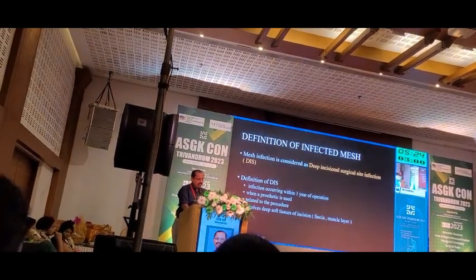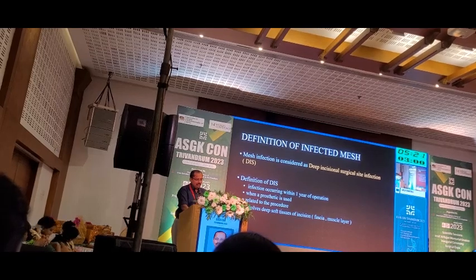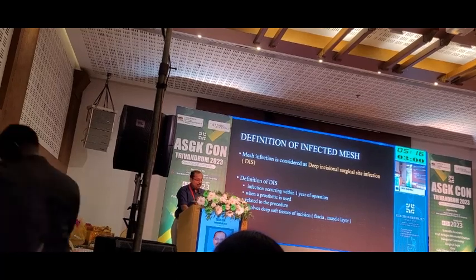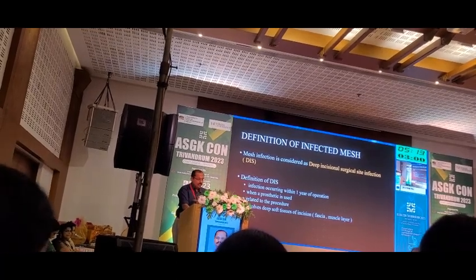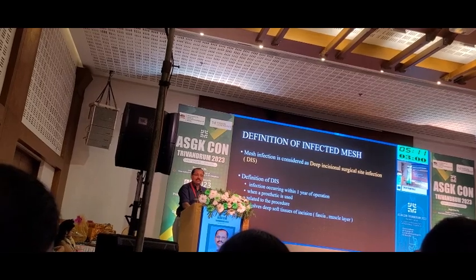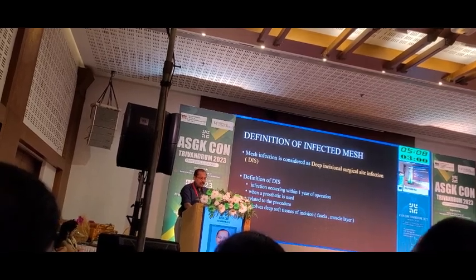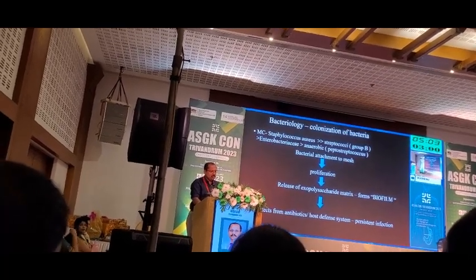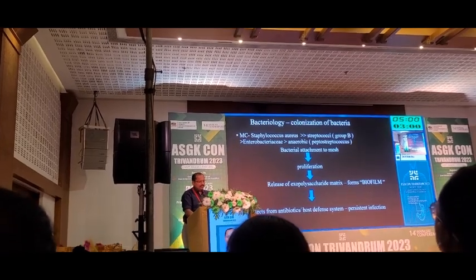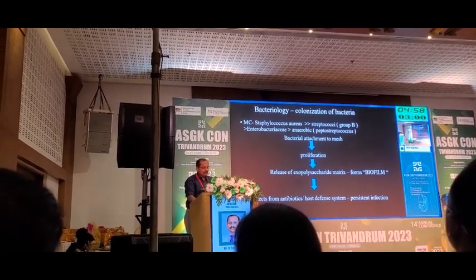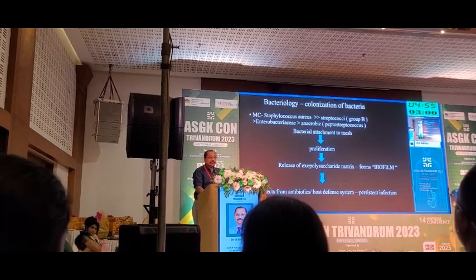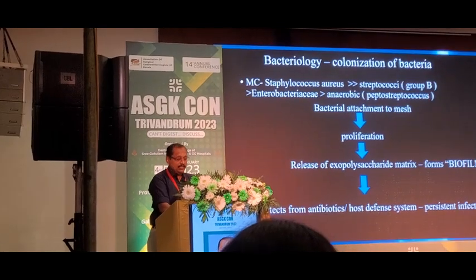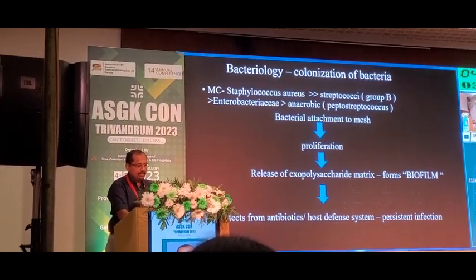Now coming to the definition of infected mesh. It's a deep incisional surgical site infection where the infection normally happens within the first 1 year of operation when a prosthetic was used, and when it is related to the procedure that was done and to the incision and the deep fascia and the muscle layer attached to it. The most common bacterium is Staphylococcus aureus. It gets attached to the mesh, leads to proliferation, and subsequently releases exopolysaccharides forming the biofilm, and thus becomes immune to any sort of intervention, that is antibiotics or whatever modality that you attempt.